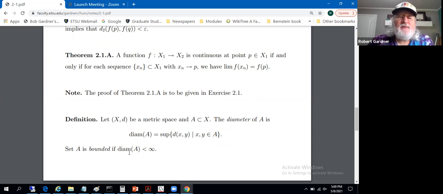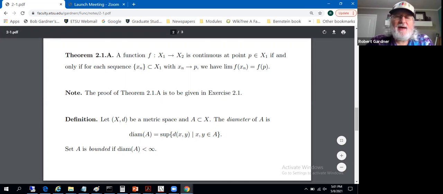Set A is bounded if the diameter is finite, because we've defined diameter in terms of a sup. It's effectively a limit and it can be infinity. So the diameter of a set can be infinite. Take the whole real line, the real numbers, under the usual metric, of course, that has infinite diameter.